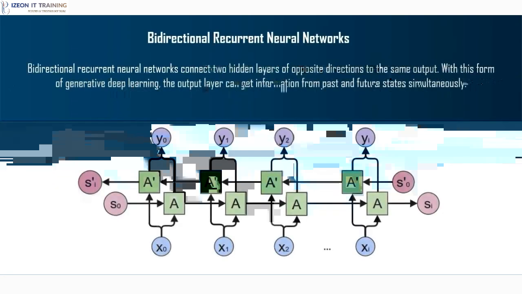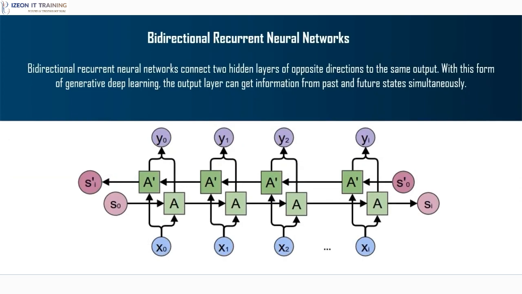Starting off with the bidirectional recurrent neural network. You see, a bidirectional recurrent neural network connects two hidden layers of opposite direction to the same output. With this form of generative deep learning, the output layer can get information from past and future states simultaneously. So as you can see here, we have two layers. And as they are bidirectional, when the algorithm feels that it is losing its gradients or the previous data, it can go back and get the data from the past.